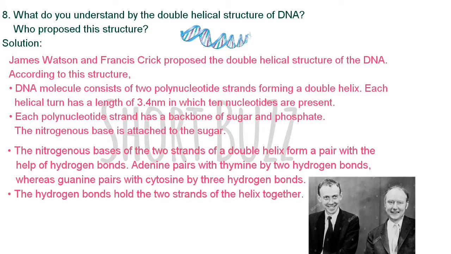The nitrogenous bases of the two strands of a double helix form a pair with the help of hydrogen bonds. Adenine pairs with thymine by two hydrogen bonds, whereas guanine pairs with cytosine by three hydrogen bonds. The hydrogen bonds hold the two strands of the helix together.